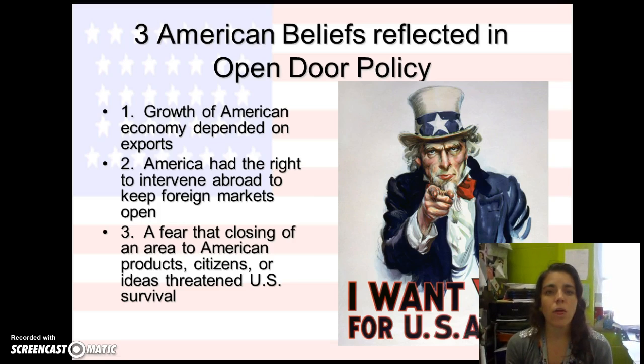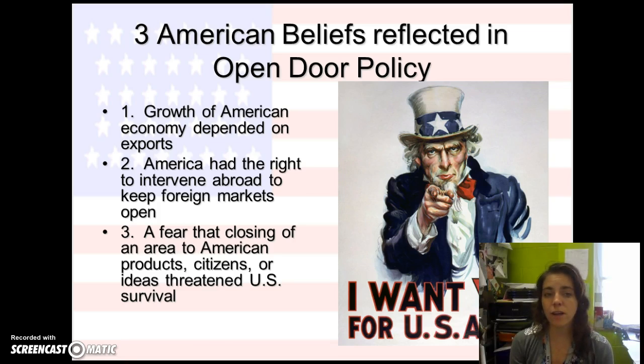Okay, so why did we come up with this Open Door Policy? Things that we believed in. Number one, America believed that the growth of the American economy depended on exports, things that we are sending out to other countries. Two, America had the right to intervene abroad to keep foreign markets open. If there was a country closing its markets off, then America felt that during this imperialistic time they had the right to intervene.